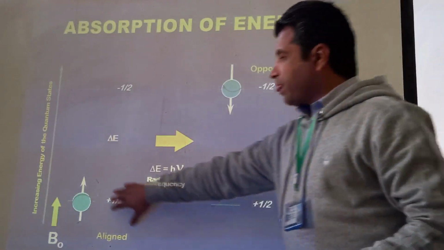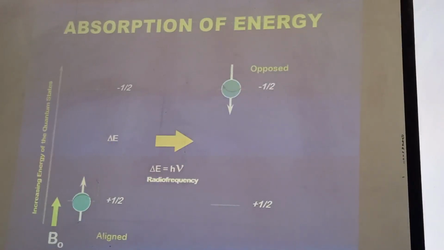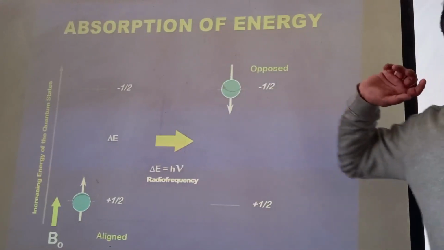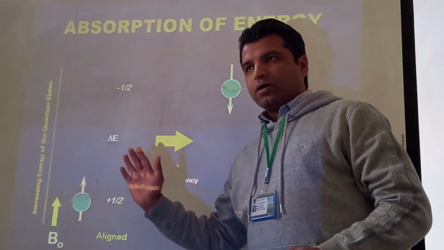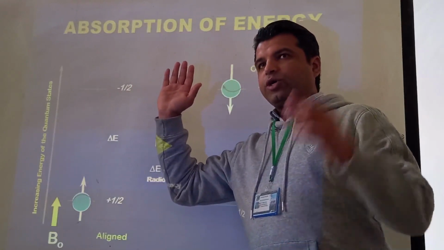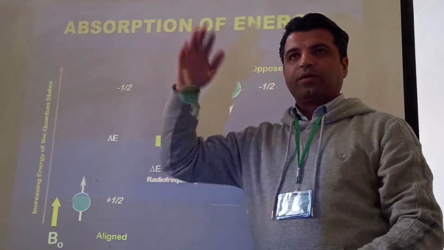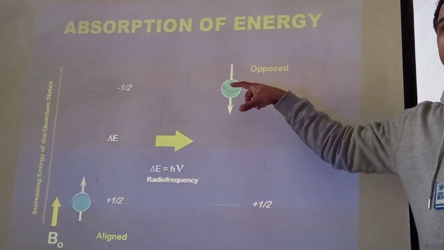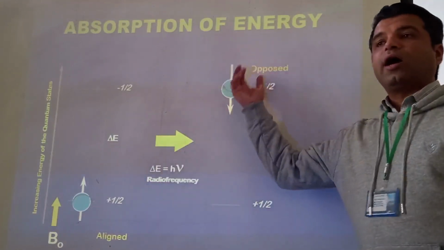So we have this nucleus in the lower energy state that is aligned along the direction of B naught. We provide it with a particular amount of radio frequency that matches the del E between these two states. What happens is that these nuclei flip. They were aligned along the direction of the applied magnetic field. When you provide them energy that matches del E, they flip. So they go from plus half state into minus half state. You can say that they jump from a lower energy state to a higher energy state.